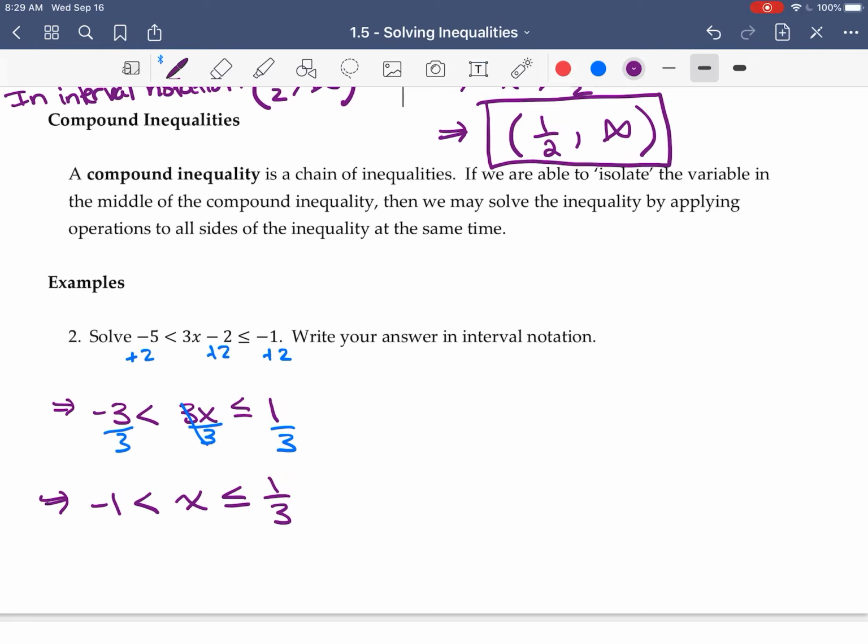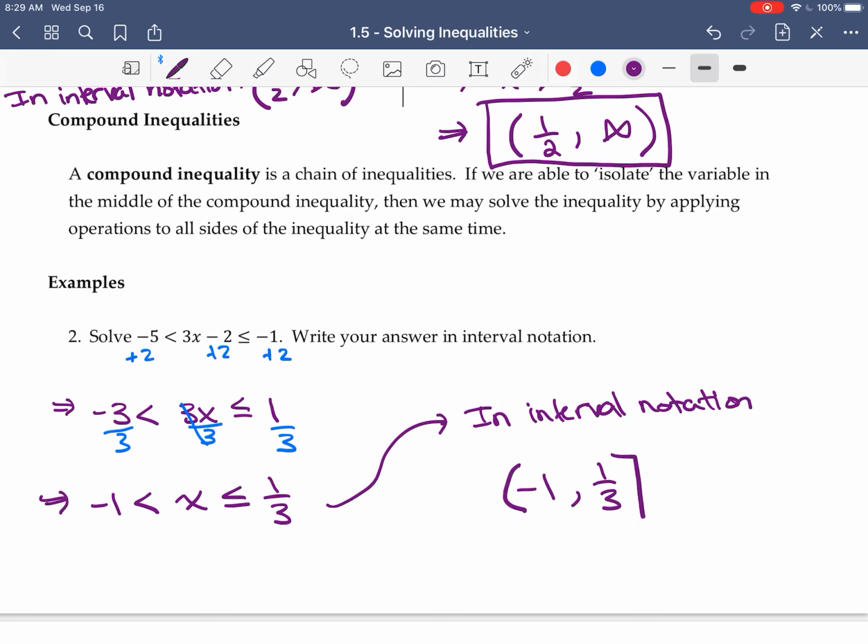So that would be my solution. Then in interval notation, which is what we normally want, we're going from negative 1 to 1/3. So it's going to look like that. But we don't include negative 1, but we do include 1/3. So we have a round bracket around negative 1 and a square bracket around 1/3.